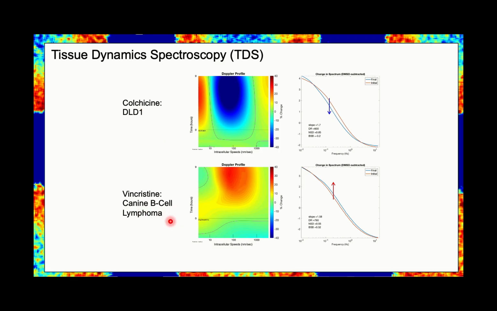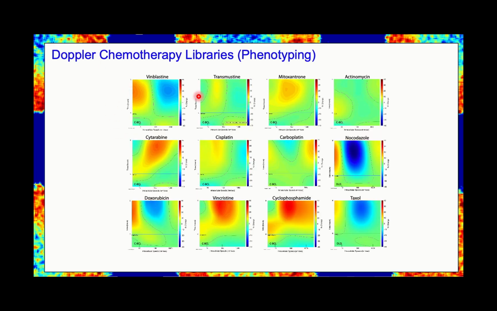Or we can look at a canine B-cell lymphoma and a different drug. Colchicine was a cytoskeletal drug. Vincristine is also a cytoskeletal drug, but a different mechanism of action, or MOA. And you can see a very different fingerprint or spectrogram. And so, in fact, we can start to build up libraries of how different drugs change the different Doppler spectra in different types of tissues. Most of these are canine B-cell lymphomas, although I'll also have a couple colon adenocarcinomas down here.